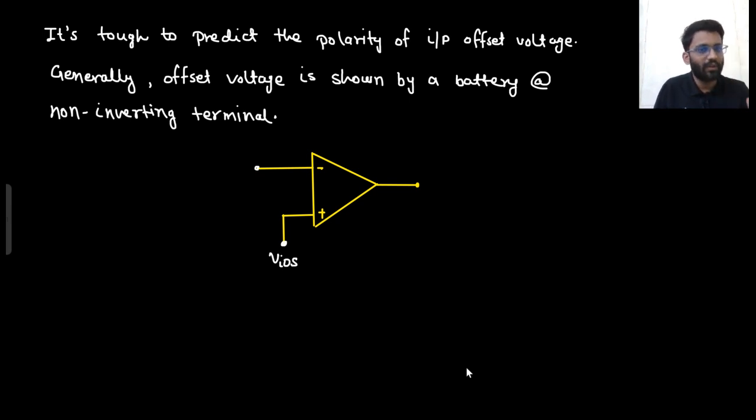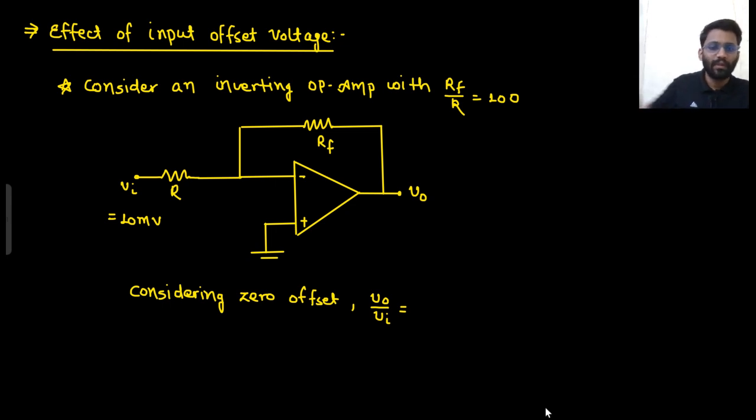Okay, now we will solve a particular problem that will help you to understand it more deeply. So let's solve a particular problem. This is the problem given to you. What we are trying to do is see the effect of input offset voltage. So we have made an inverting amplifier with RF by R value of 100.